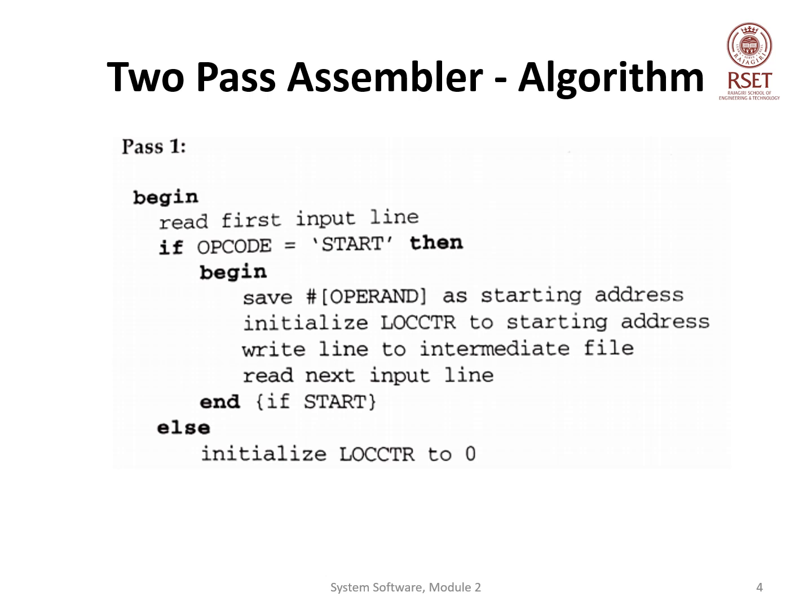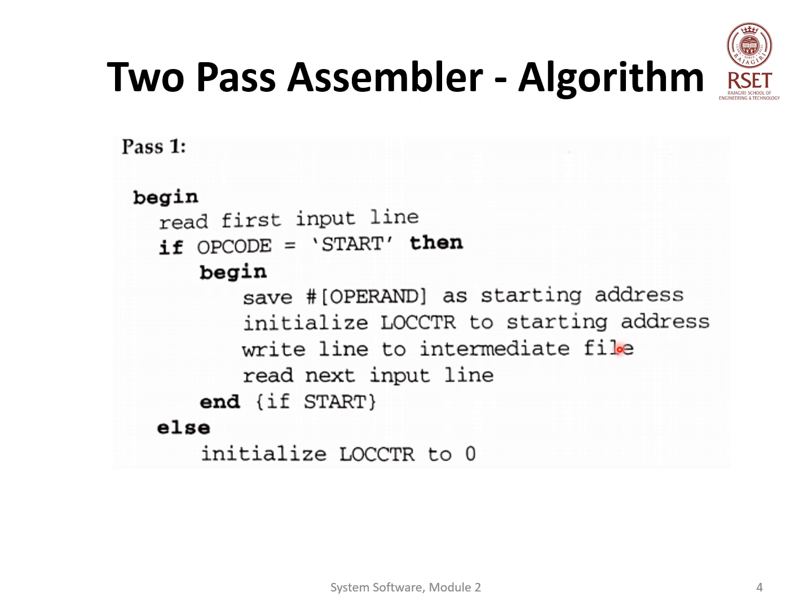So we will start with the first line, read the first input line, and if you see the opcode as START, that is, the middle field has the assembler directive START, then save the operand, meaning the number which comes immediately after START has to be taken as the starting address. So if it is COPY START 1000, you take 1000 as the starting address. Initialize the location counter to the starting address. We have already seen this in the example.